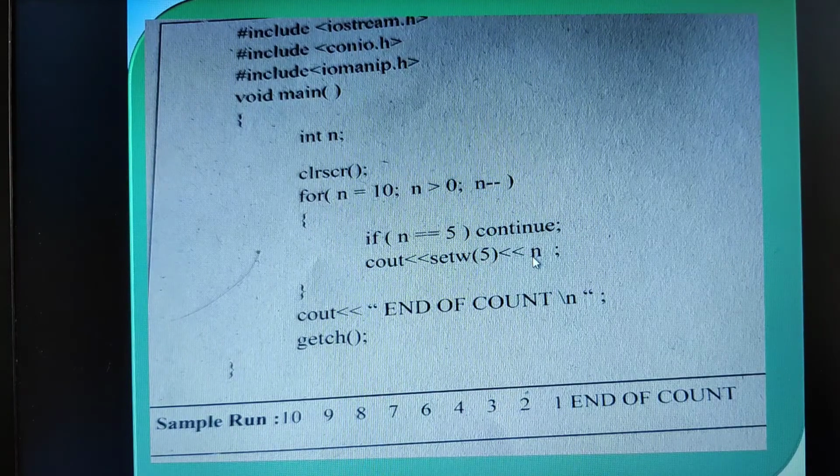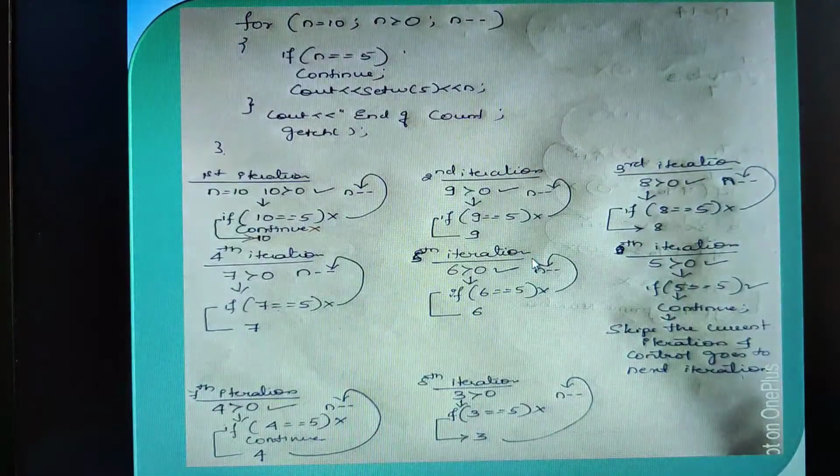Now let me explain this one with tracing. Look at here, children. The n value I have taken here is 10. This is the program code I have written so that we can compare and I can show you the tracing. Now the n value is 10. Whether 10 is greater than 0, yes, the condition is true. On satisfying this for condition, I am making an entry into the loop where I am checking the n value, that is 10.